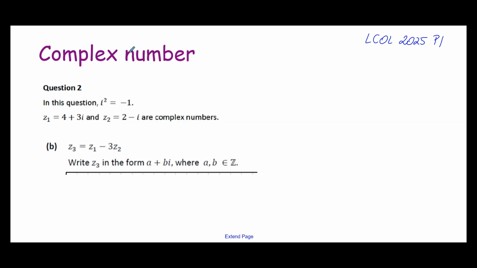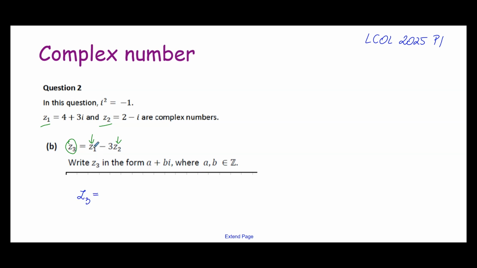In this question with complex numbers, we have one complex number z1 and we are given the second number z2. And in this part, we are told that z3, the third complex number, equals the first complex number z1 minus 3 multiplied by the second complex number. So we have to write it in a specific form. How do we do that?